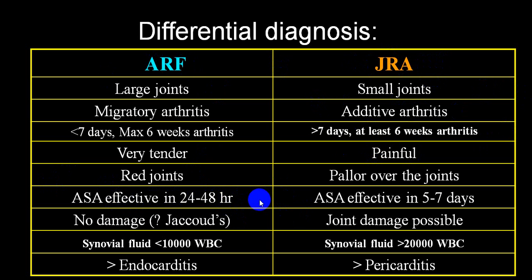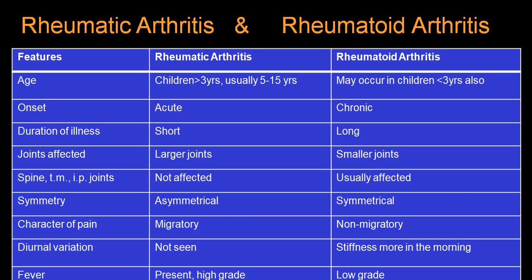Iridocyclitis is more common in juvenile rheumatoid rather than in rheumatic fever. Synovial fluid will show you fewer WBC here, while in juvenile you will have a greater number of WBC. You will have carditis more common here, while in juvenile you will have pericardial involvement more common than endocardial involvement. This is the difference between rheumatic and rheumatoid arthritis.